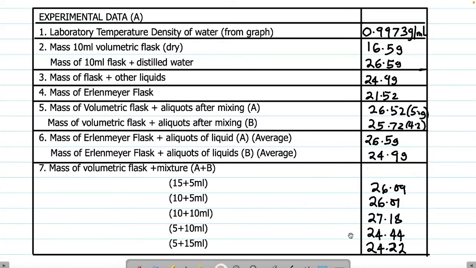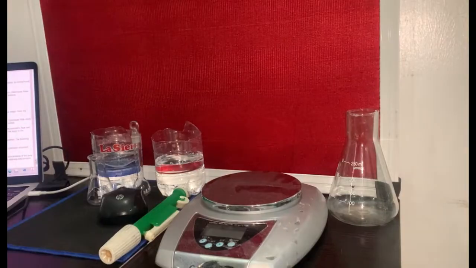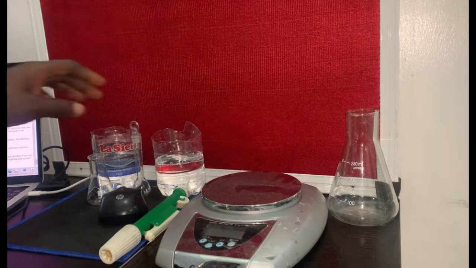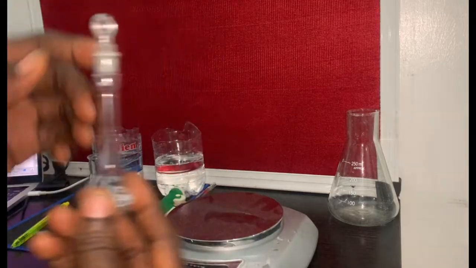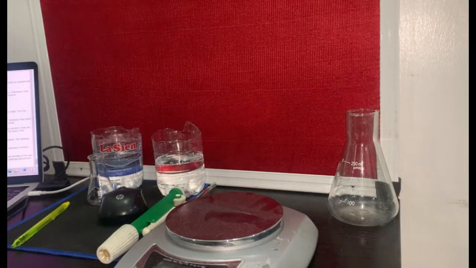Now for procedure 2. Procedure 2 is calibration of the volumetric flask. So this is my volumetric flask. From the instruction, they said weigh the flask dry and when filled to the mark with distilled water.